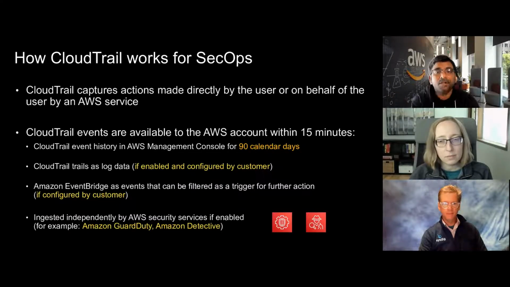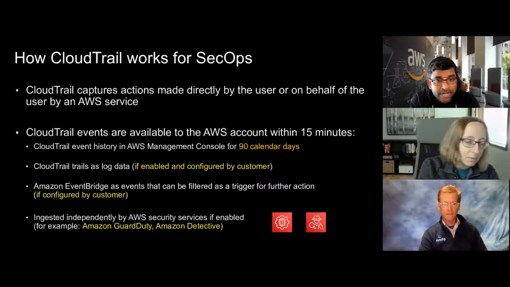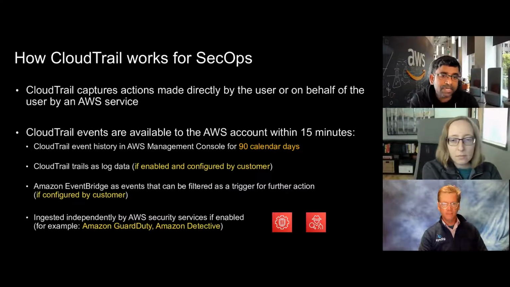As I mentioned, first and foremost, any activity will be available for reference within 15 minutes. That is the broader SLA, but typically it will be available within a few minutes. The default CloudTrail data that is created automatically when an account is created is available for 90 calendar days. And as I mentioned, you can create a destination to make this data persist beyond 90 days.